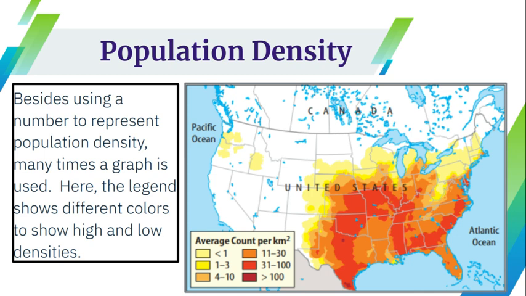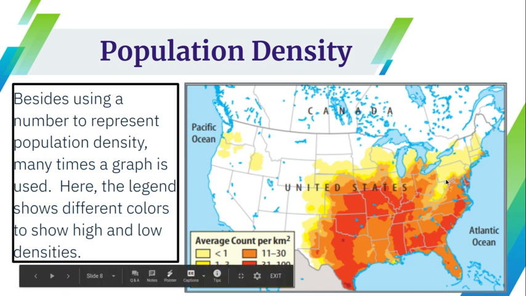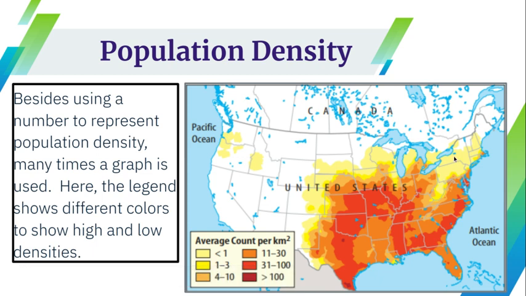And as you can see, the darker areas are shown here in the southeastern region, and the least dense would be in the lighter colors here, here, over here, out west, and here.